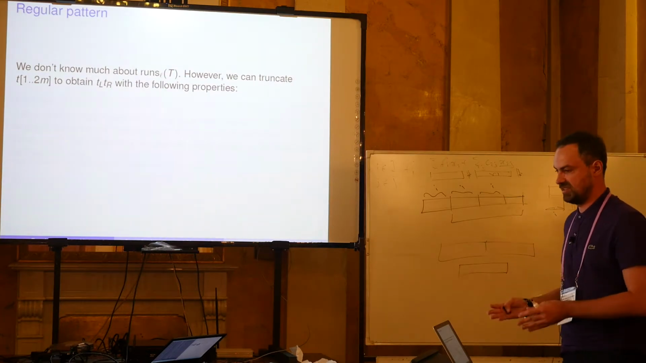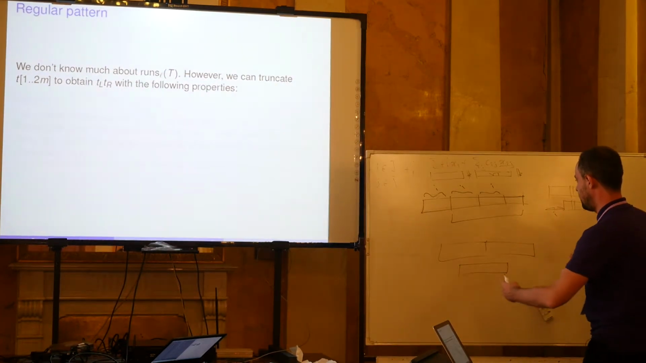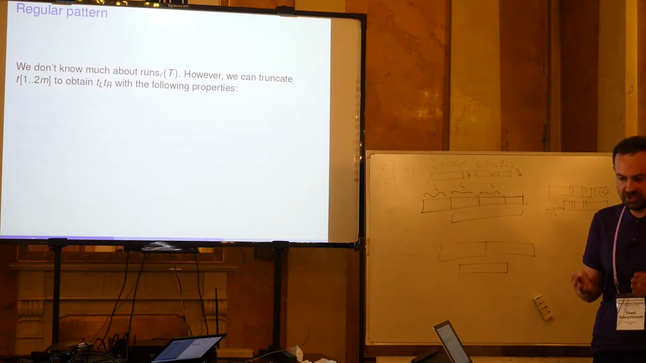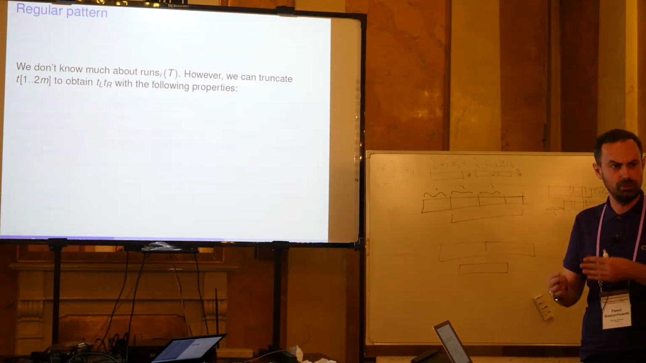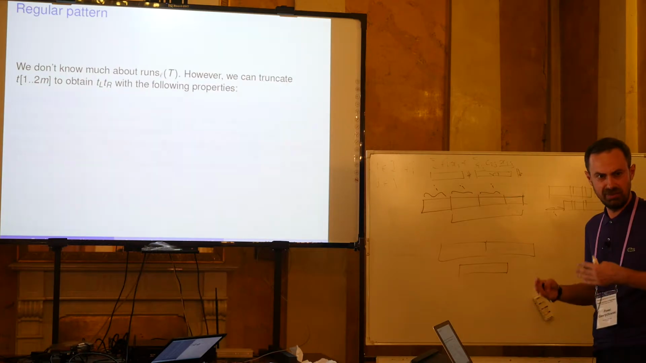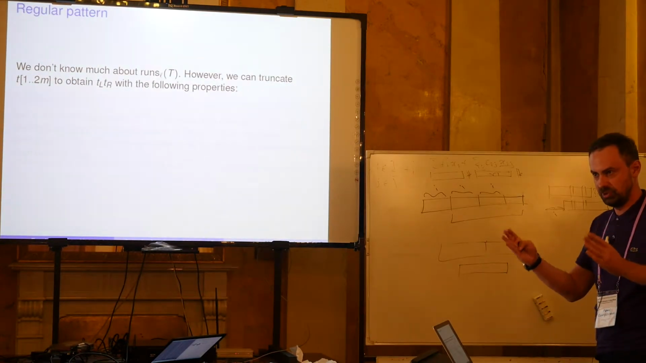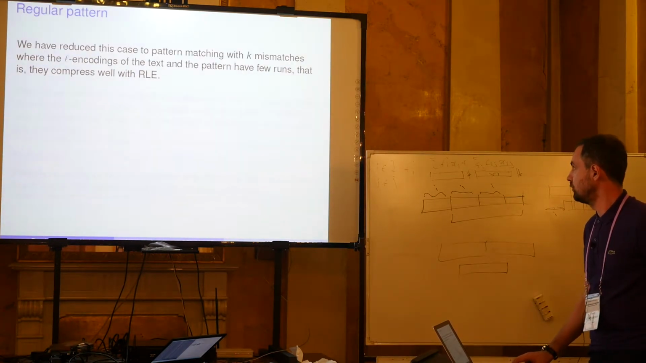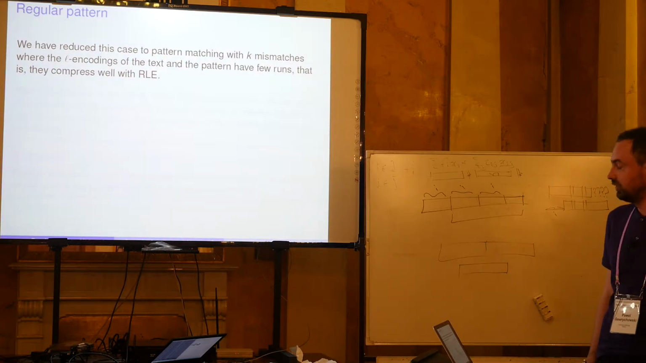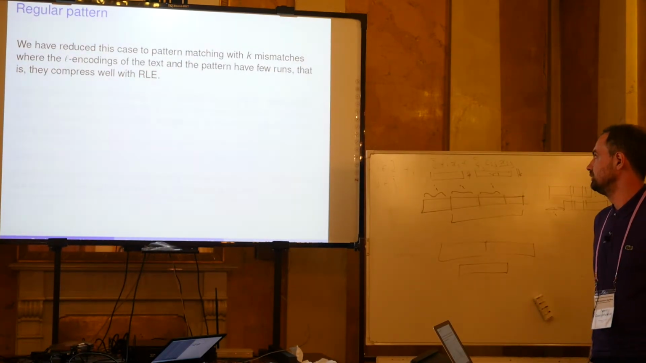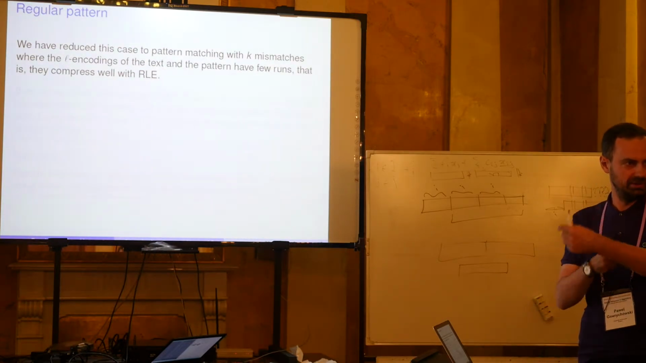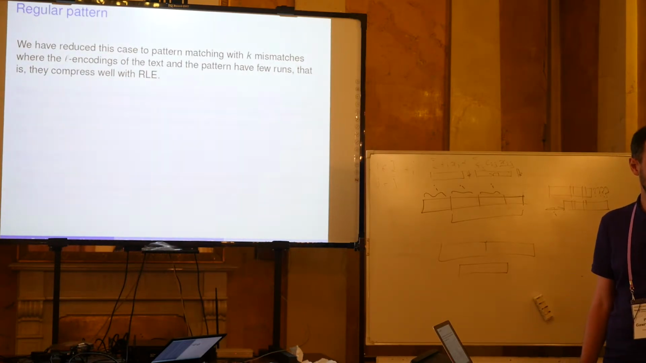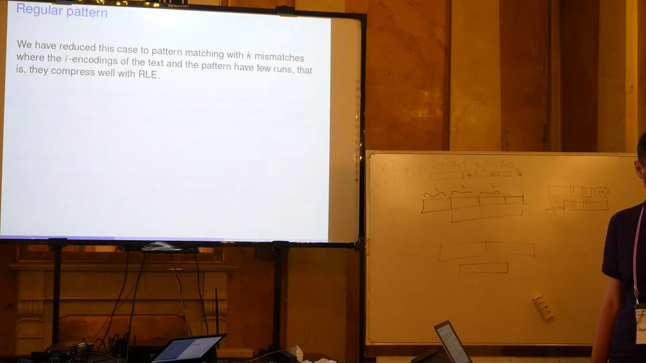So the text doesn't have to have this nice structure, but you can always truncate it to something shorter, which contains all possible occurrences and which compresses well under this run length encoding. And that you can do efficiently, in linear time. So the text doesn't have to be that nice, but you can always truncate it and reduce the general case to the one where the text compresses well. Now your life is beautiful because you have a pattern and a text, and when you look at those reshuffled versions, they consist of only O of k runs. So they compress very, very well under run length encoding when you reshuffle them.